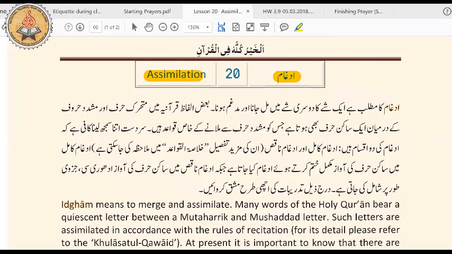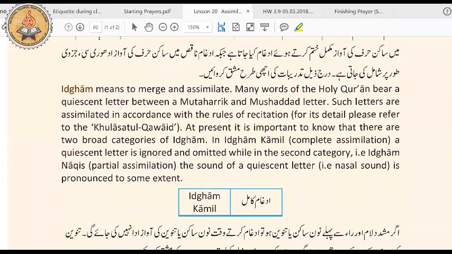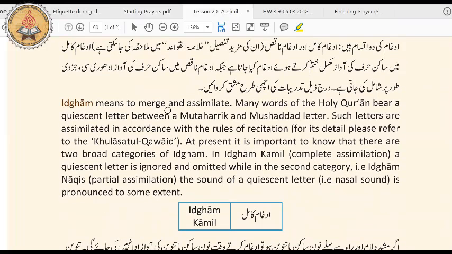So what does assimilation or idgham mean? So it says here, idgham means to merge and assimilate. So when you recite a word, when idgham happens, it means to merge and assimilate the sound. And you understand more when you practice it. So in the Holy Quran, there are a lot of letters that have a crescent, meaning that they have a sukun on top of them.